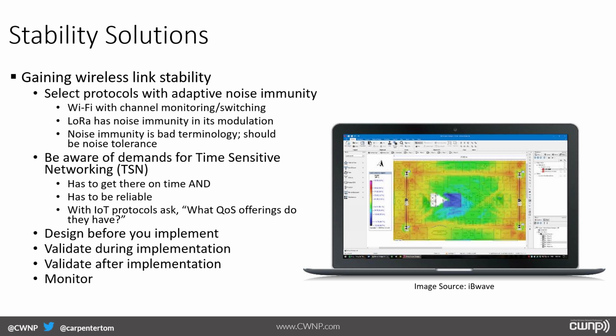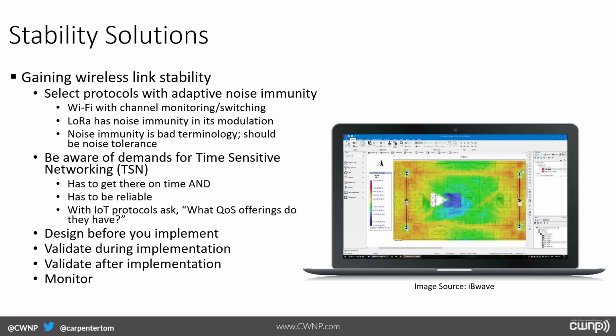The LoRa protocol is what takes care of the device to device, the RF link communications. LoRaWAN is what gets it the rest of the way on the network. But the LoRa protocol is all about the modulation at the PHY layer. And so it's about that RF link. And it has noise immunity in its modulation. But again, I think noise immunity is bad terminology, and it really should be noise tolerance, because I have yet to find anything that has noise immunity.